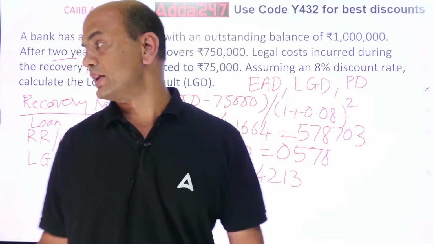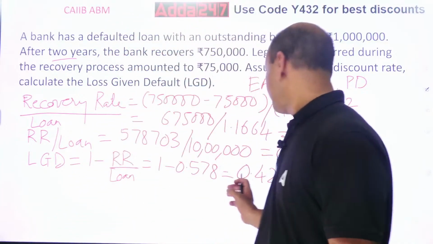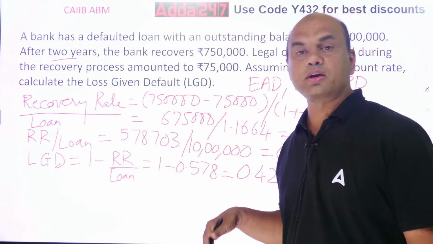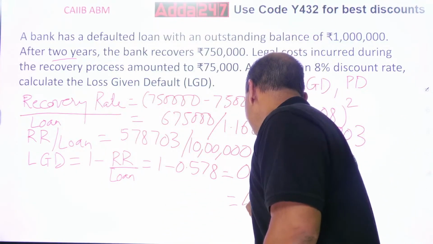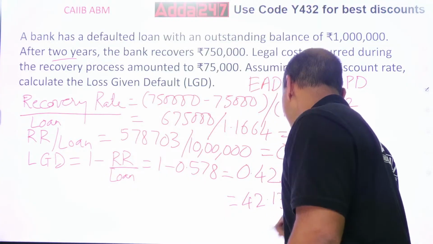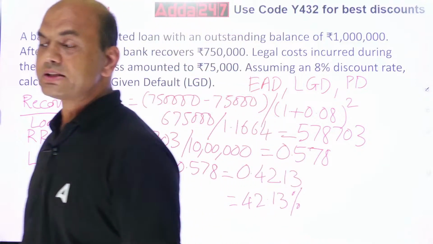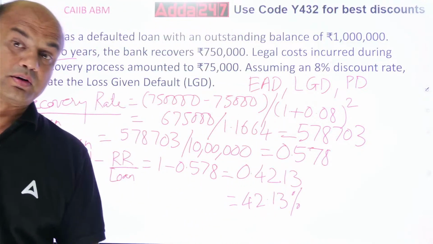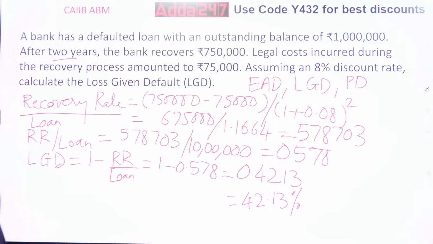Now this is known as LGD. LGD is 0.4213 or you can write it in percentage as equals to 42.13%. Okay, 42.13%. This is known as LGD, loss given default. Very, very, very important numerical. Very important. Okay, don't miss out on such numericals in your life.